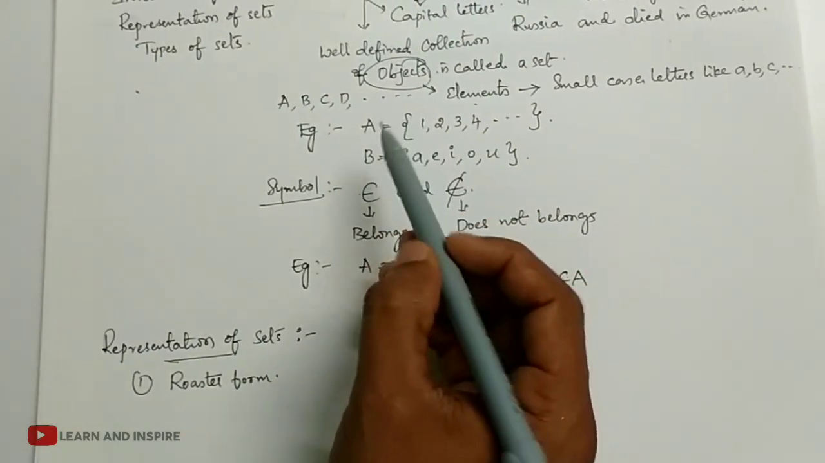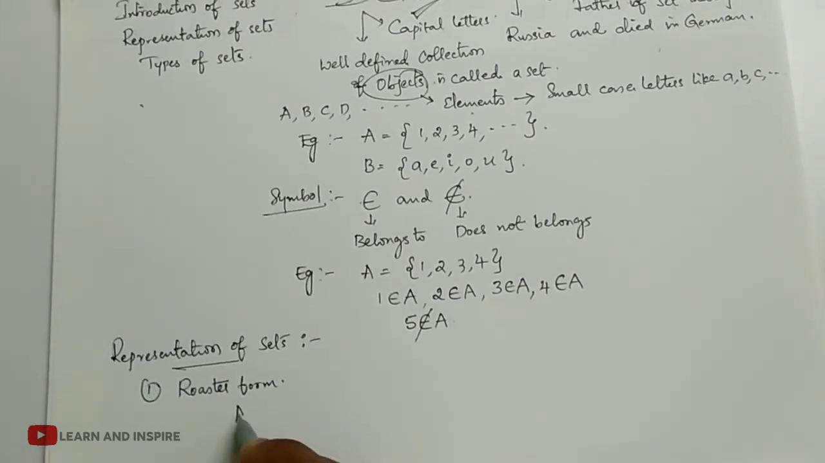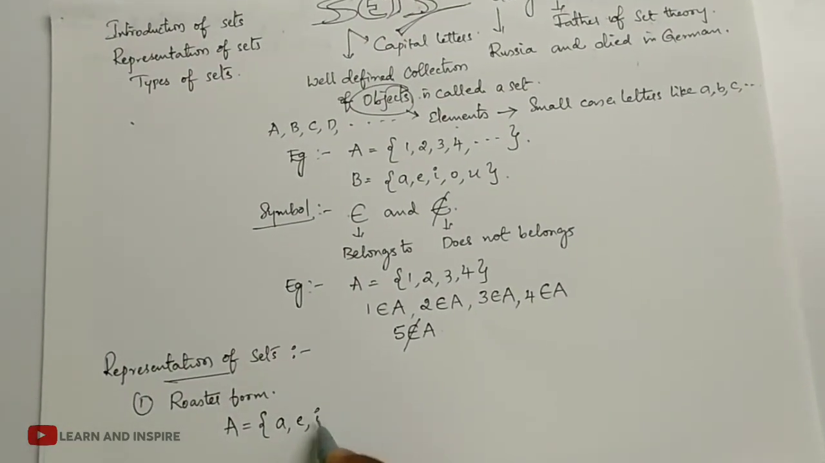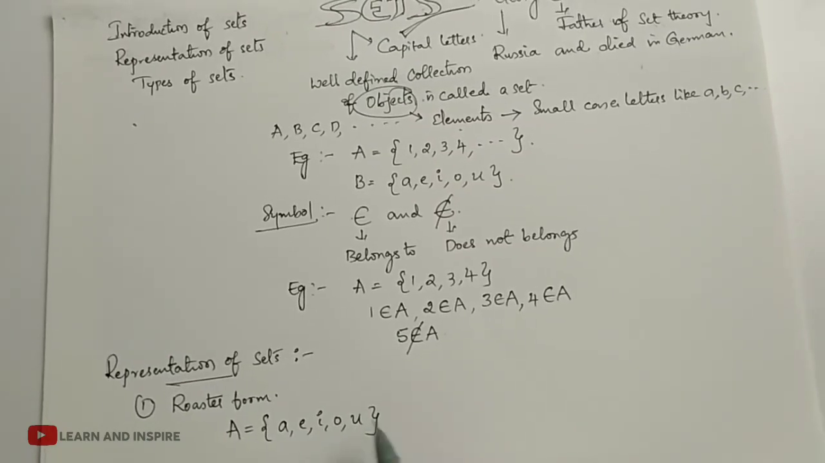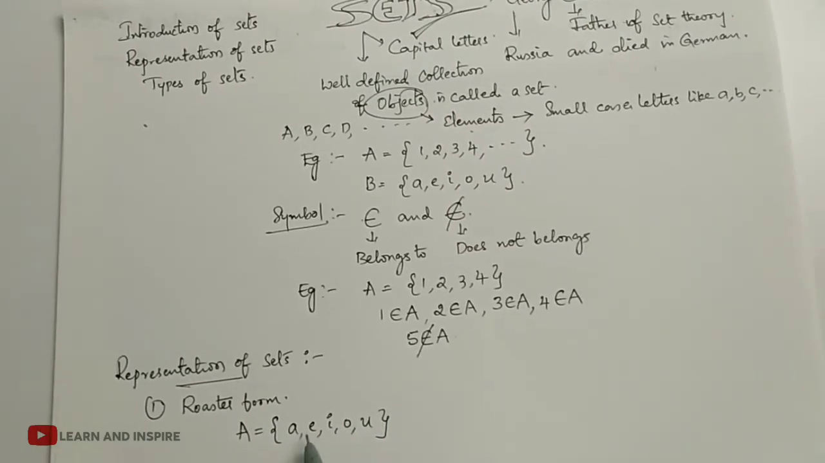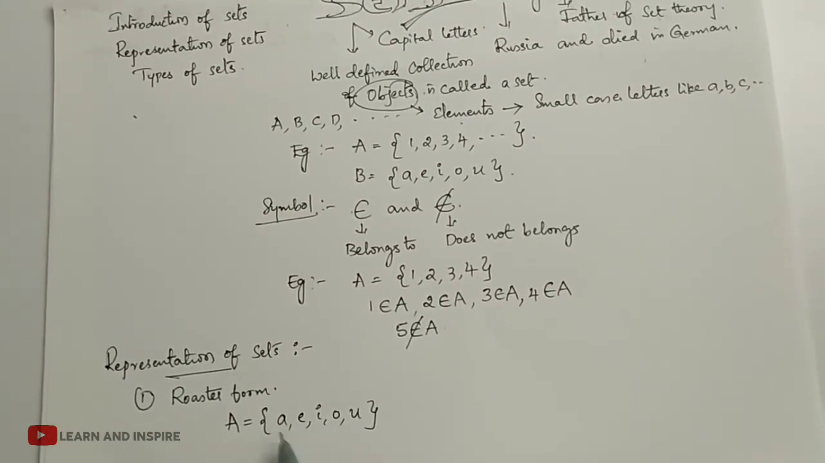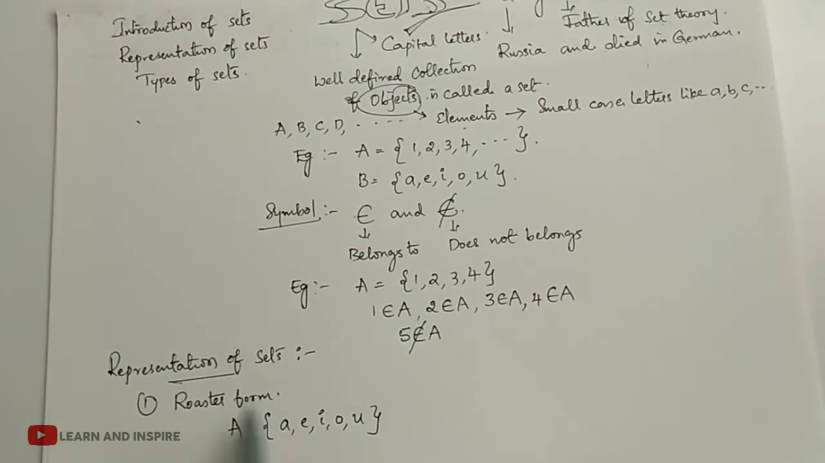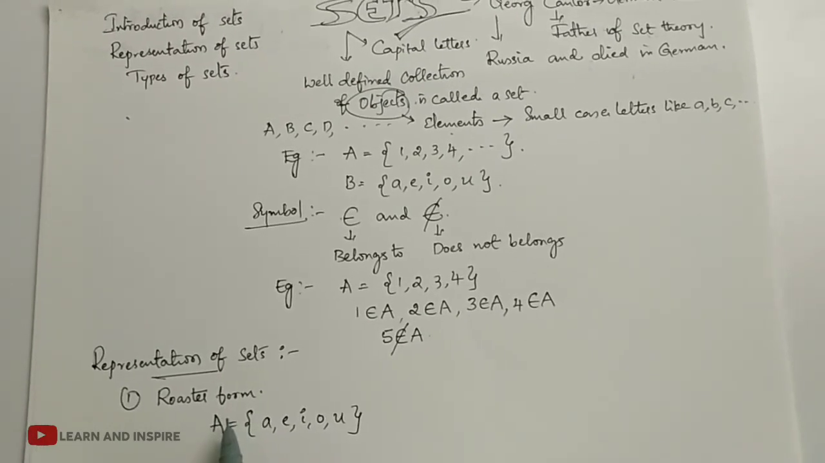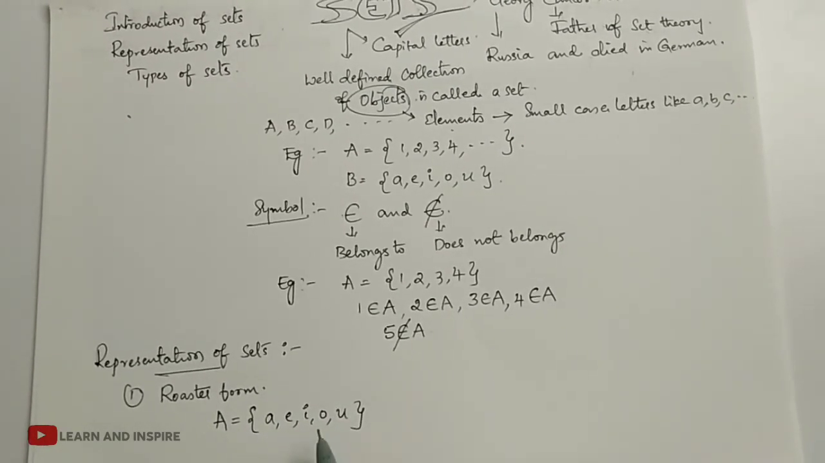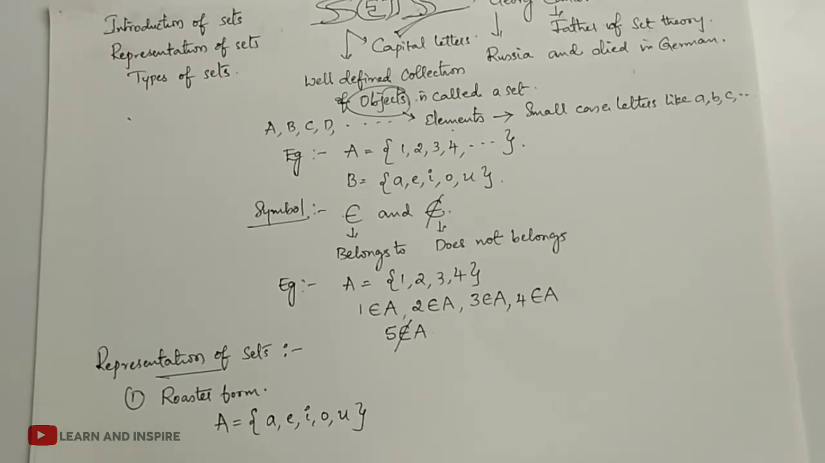So for example, you can take one example. A is equal to the set of elements a, e, i, o, u. In this form, we can see all the elements are separated with commas. This type of method we call a roster form. All the elements which are separated with commas is called a roster form.